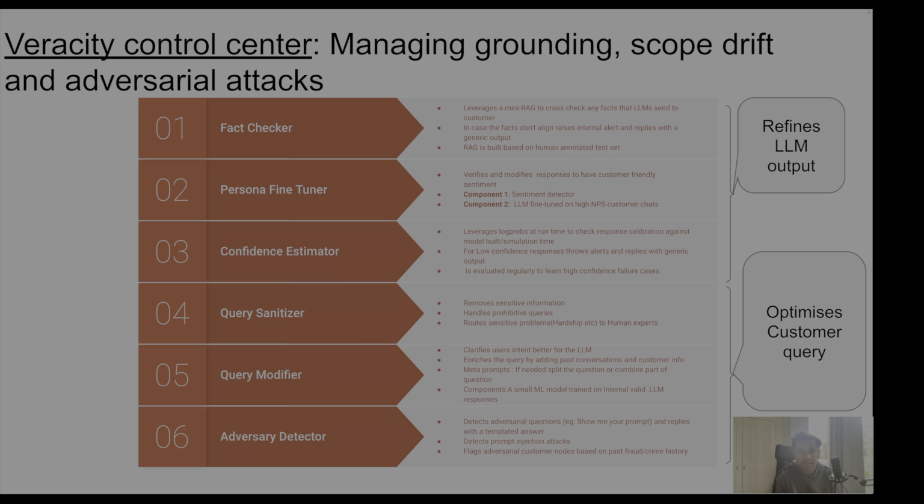4, 5, 6 are not optimizing the response of an LLM, but optimizing the customer query, because the response of an LLM depends upon the customer's questions that are being asked. So first is query sanitizer, which removes sensitive information. Suppose the customer sends out credit card information and so on and so forth. You don't need to send that across to a large language model, which might be hosted by someone like OpenAI or Anthropic and so on and so forth.